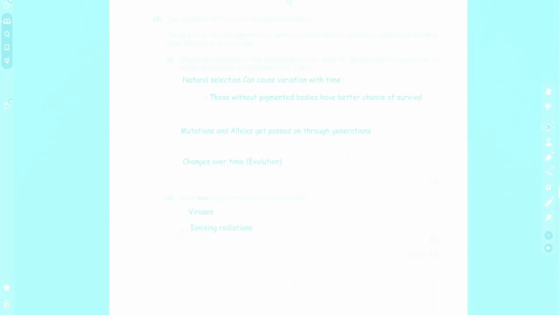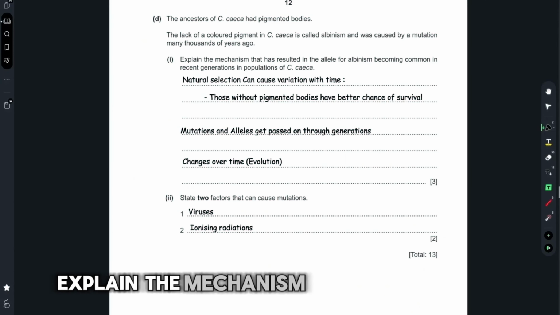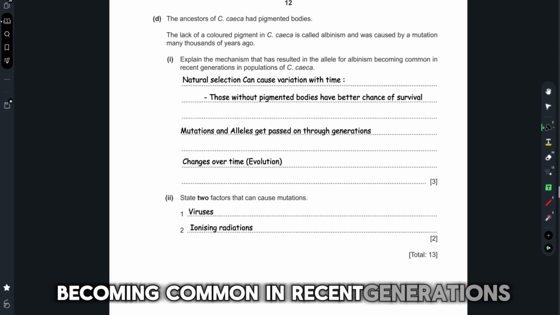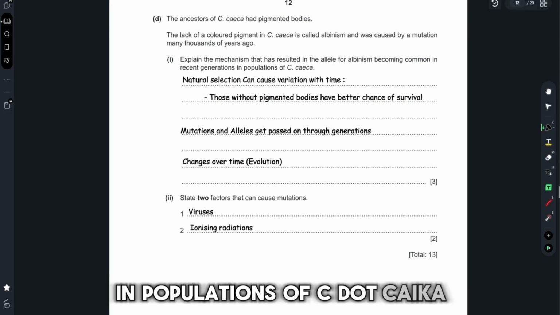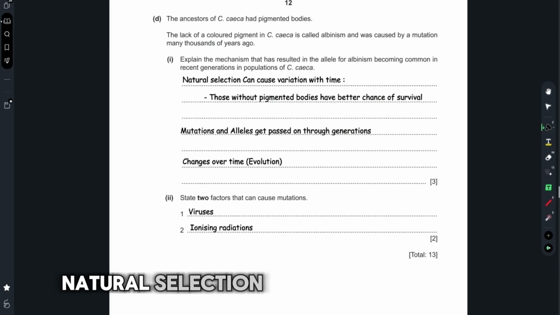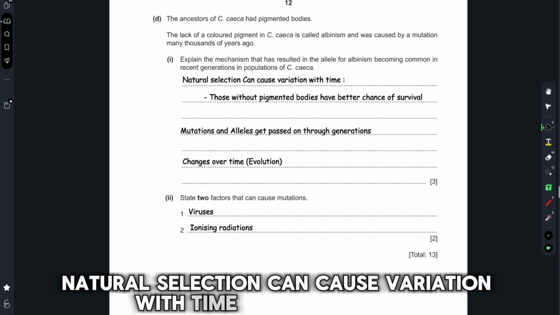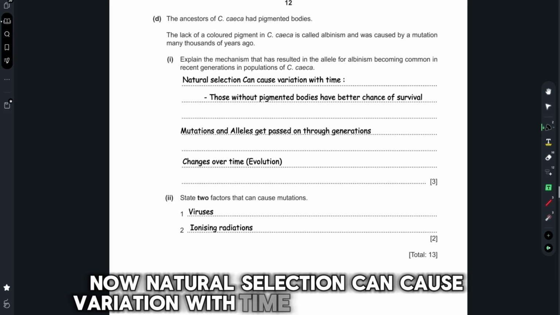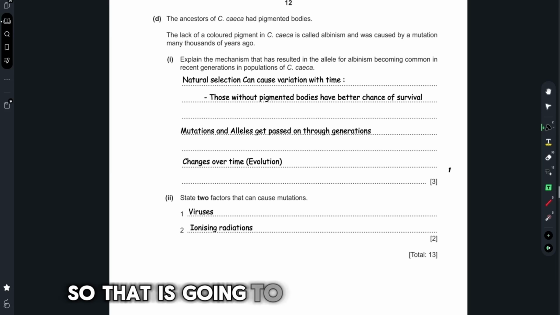Part 1. Explain the mechanism that has resulted in the allele for albinism becoming common in recent generations in populations of C. caeca. Natural selection can cause variation with time is the first point. That is going to give you 1 mark.